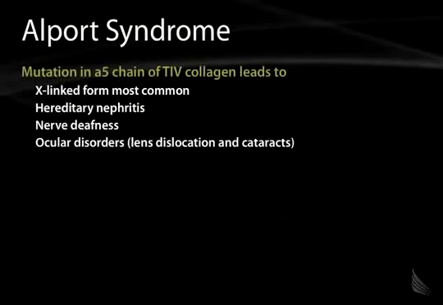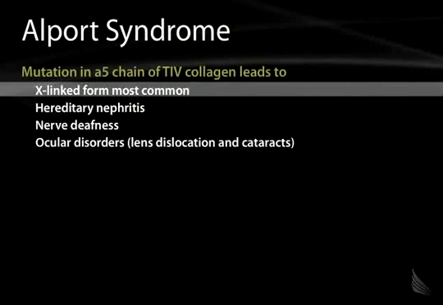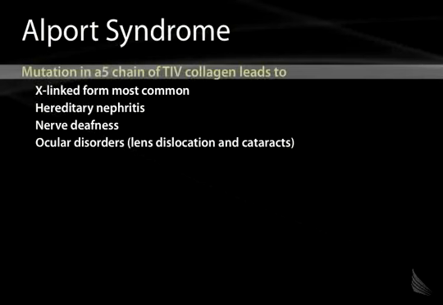Now, there are also hereditary causes of nephritic syndrome. An example of this is what we call Alport syndrome. Alport syndrome is most commonly an X-linked disease. It's caused by a mutation in the alpha-5 chain of type 4 collagen. Now, you may remember from other lectures that type 4 collagen is the type of collagen that we see in basement membranes. And so a defect in type 4 collagen will lead to disruption of basement membranes and allow filtration of things that normally shouldn't get through the basement membrane.